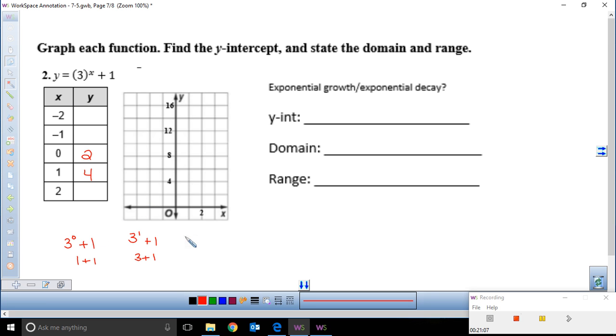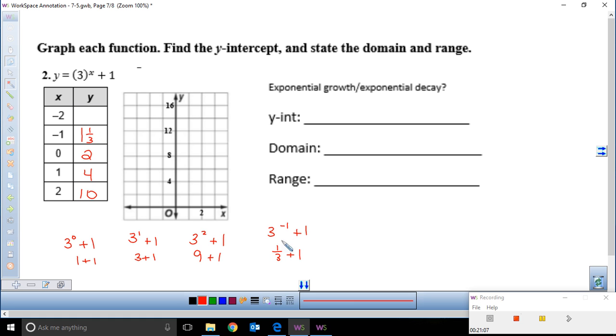Now I have an x value of 2, so if I have 3 to the second power plus 1, 3 to the second power is 9, plus 1 is going to give me a y value of 10. Okay, now if I go to the negatives, I'm going to have 3 to the negative first power plus 1. Well, 3 to the negative first power is the reciprocal of 3 to the positive first power. 3 to the positive first power is 3, so the reciprocal is going to be 1/3. And I'm going to add that to 1, and I'm going to get 1 1/3.